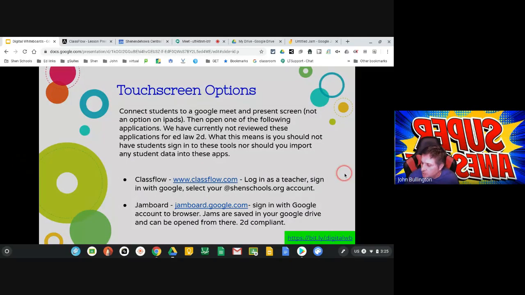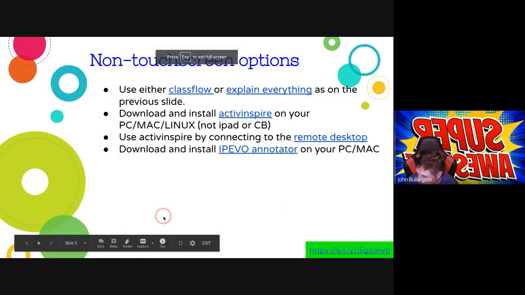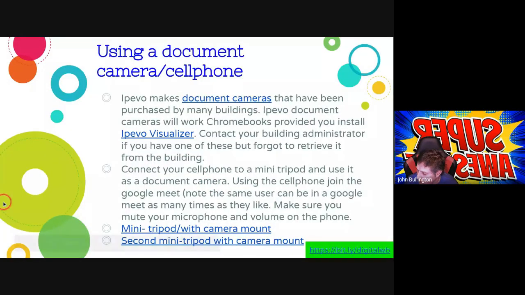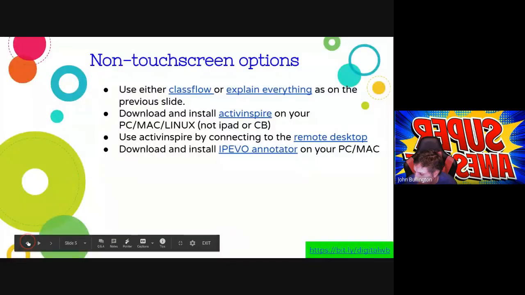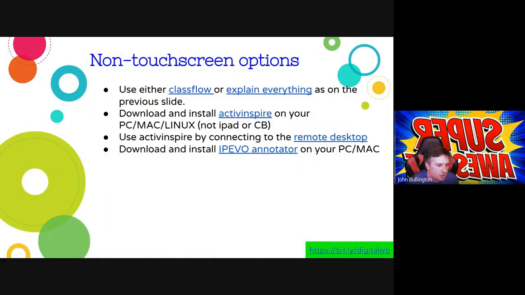All right, so other options for us. Non-touchscreen options, you can use Classflow or you can use Jamboard. I replaced Explain Everything with Jamboard. The reason for that is it's EdLaw 2D compliant. It's a Google Core product, so it saves right to our Google Drive. And Explain Everything only lets you have 1 slide for free. Everything else you have to pay for. So that's why I replaced it, but I forgot to take it off the 2nd slide.